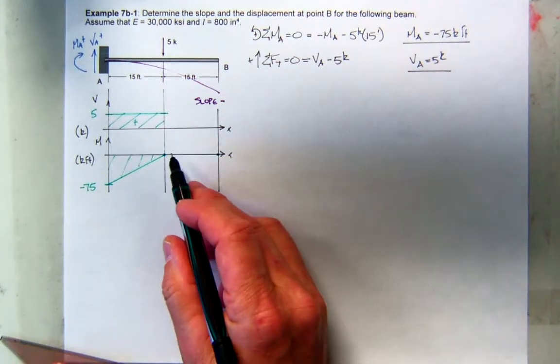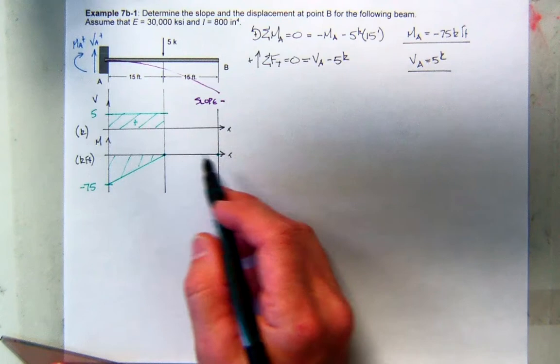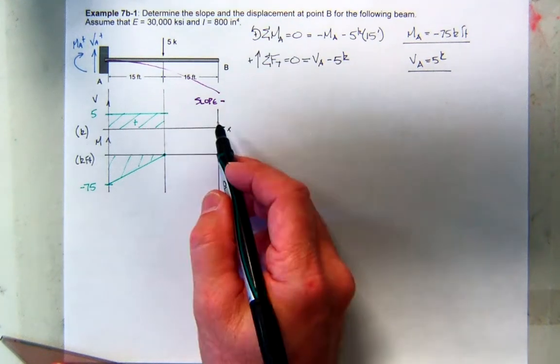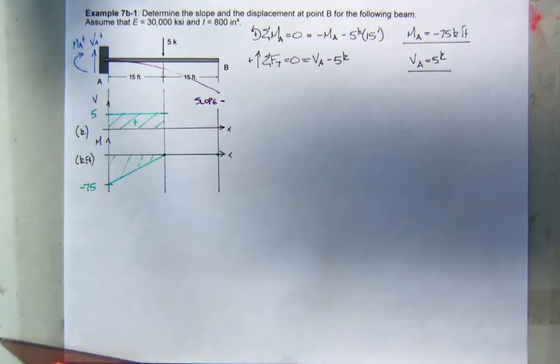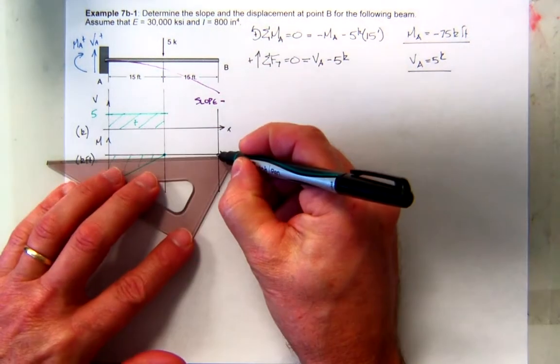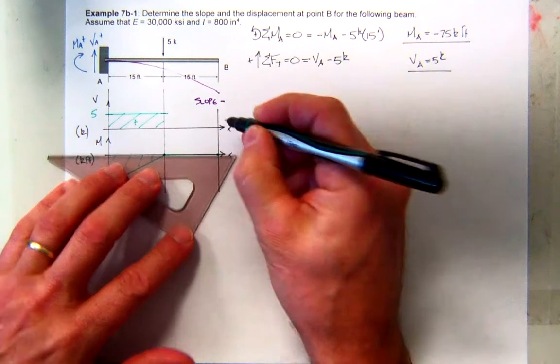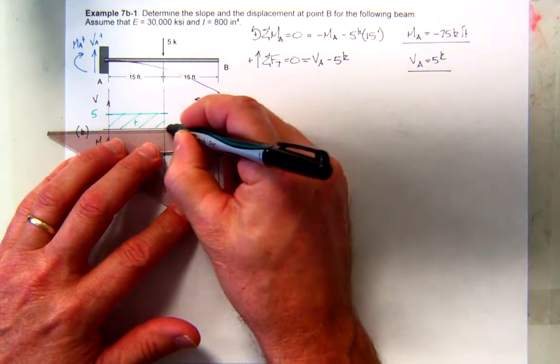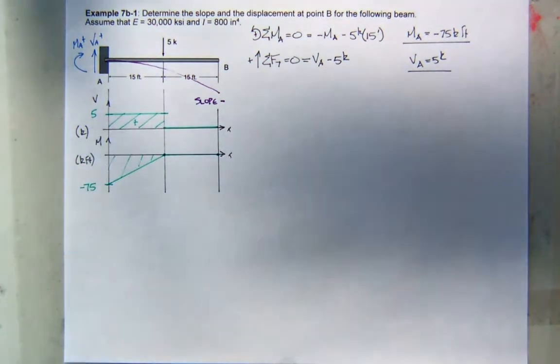And the change in moment from here to here, 15 to 30, should be there in the shear diagram, which is 0, so I'm done. So the second half of the beam also has no moment, like it had no shear. So there's my moment diagram.